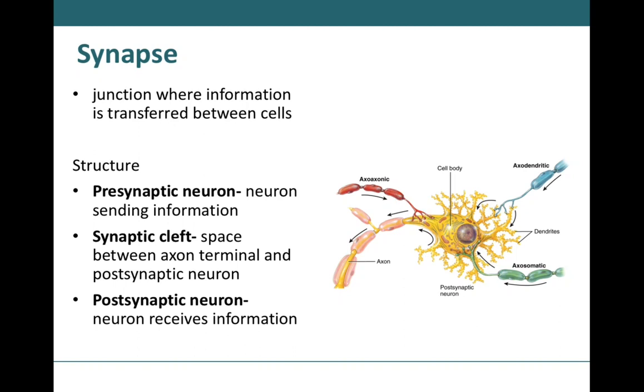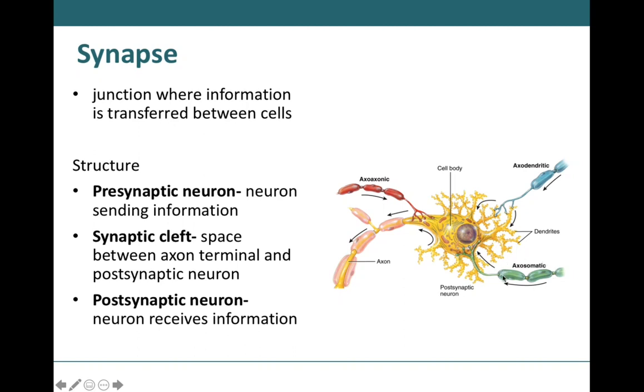So again, don't think too much into these. I know some of these are some big names, axoaxonic and axodendritic, but in the name it's telling you which two parts of our cells are creating the synapse. Now I think axodendritic and axoaxonic are fairly straightforward. However, the axosomatic, not so much.